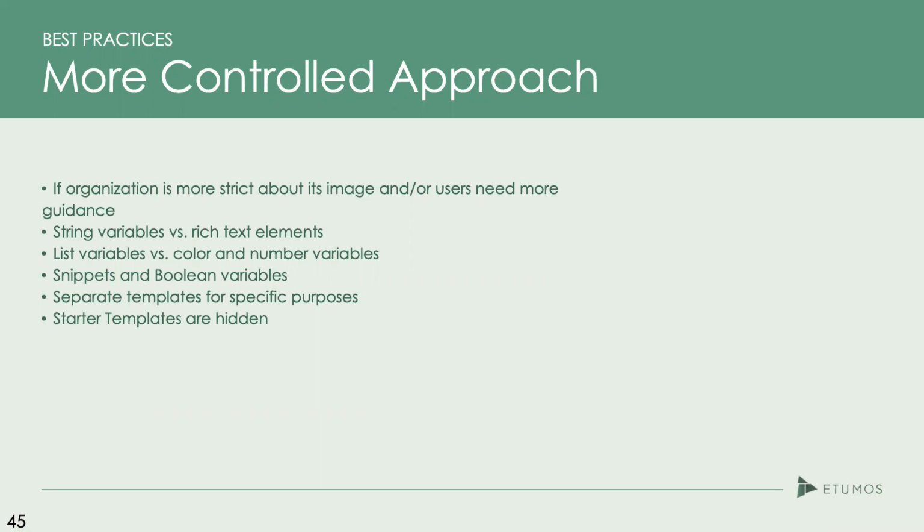Snippets and Boolean variables really lock things down so users can select only from specified chunks of content. If your organization has a very limited set of very specific email asset types, you could consider creating separate templates for these specific purposes to take the guesswork about how the layout should be built. However, I personally prefer an all-in-one modular template. You can always create clonable programs with pre-edited email assets inside to represent these specific purpose layouts.